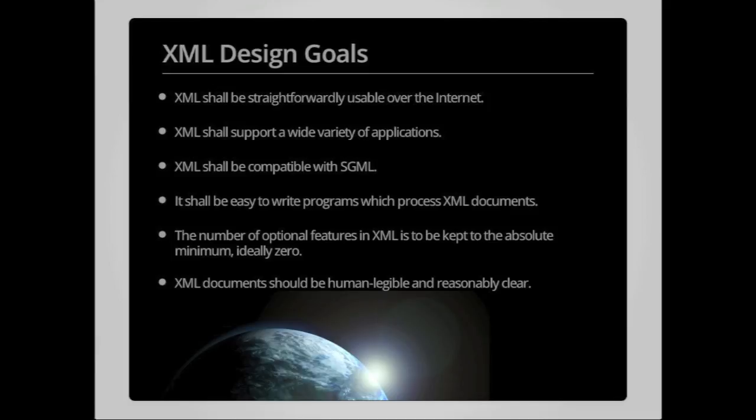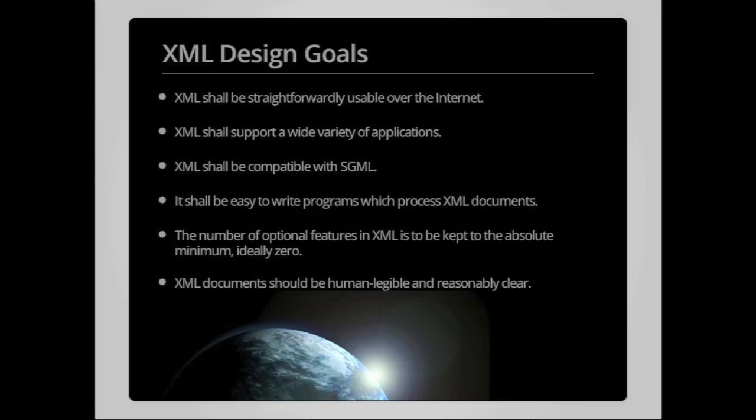So when XML was being defined, it had a set of design goals that were really founded in an attempt at simplicity, ease of use, and flexible implementation. So as a part of these design goals, you can see some of them here. First, that it should be usable over the internet in a straightforward manner, in that it does not use any unusual encodings or other representations that cannot be easily exchanged over the internet.